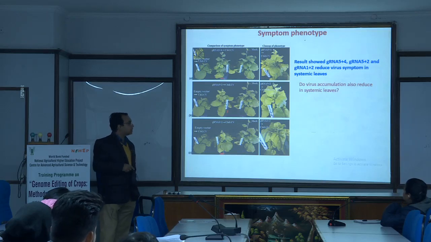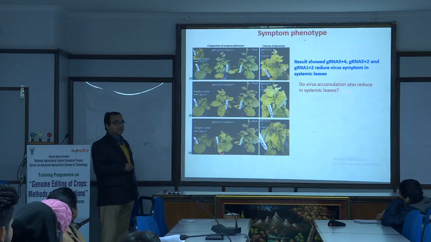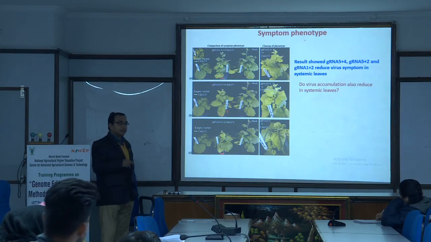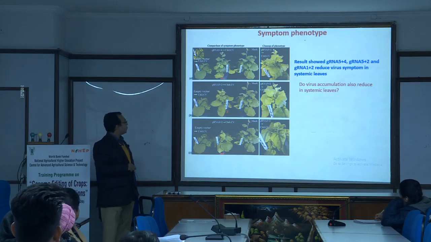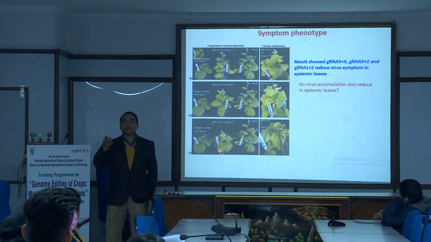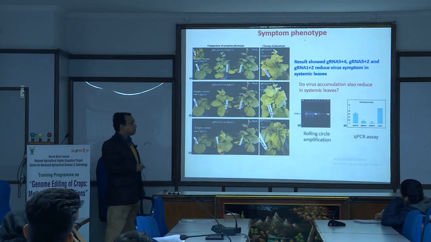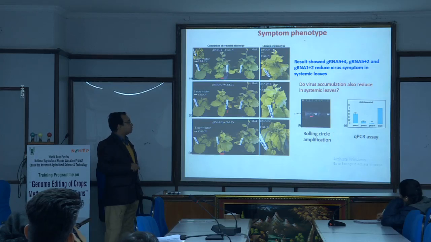And the question is, does virus accumulation also reduce in the systemic leaf? We have checked only in the inoculated leaf that the virus accumulation reduced. So, whether it is reduced in the systemic leaf also, that is, whether the virus cannot replicate in the systemic leaf also. For that we did 2 experiments, rolling circle amplification of the virus, to know whether the virus is able to replicate in the systemic leaf.